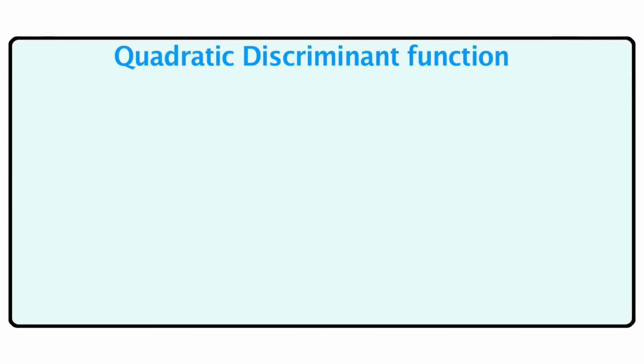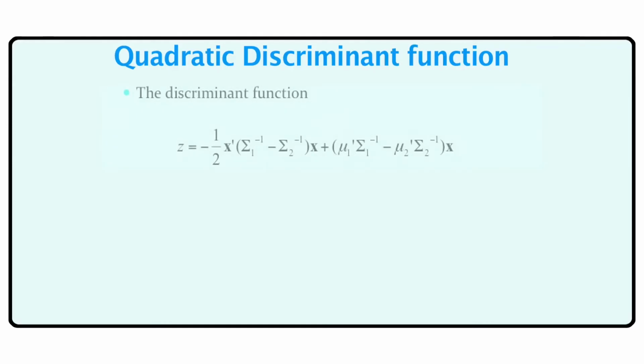Now if you look at these two, observe something. Observe that you have a discriminant function which is z equal to minus half x prime (sigma 1 inverse minus sigma 2 inverse) x plus (mu 1 prime sigma 1 inverse minus mu 2 prime sigma 2 inverse) x again. The first of these two terms on the right hand side is a quadratic in x, whereas the second term is linear. So overall the z function, unlike in the previous case, is a quadratic discriminant function.